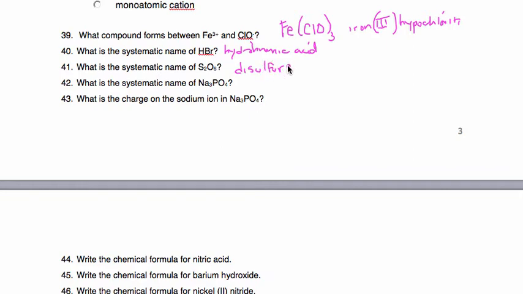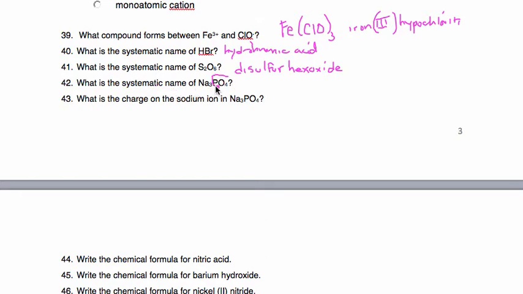No change in the ending of the first element. And then hex oxide. Now, it's a personal preference whether you say hexaoxide or hexoxide. I don't usually put the double vowel in there. Disulfur hexoxide. As long as you learn your Greek prefixes, it's a relief to get these covalent questions. They're pretty easy.